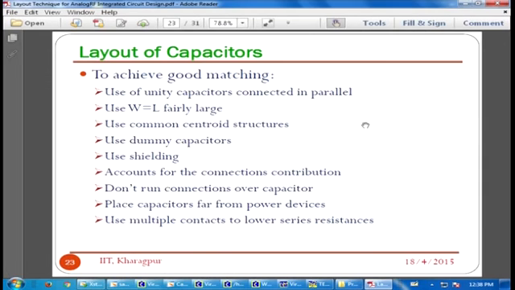Next, use dummy capacitance also, and use shielding. Shielding I will say differently, but here I will not discuss it. Shielding means how to shield the bias path and how to shield the frequency path. A few do's and don'ts: you don't run interconnects over a capacitor, and you place the capacitors far from the power devices.